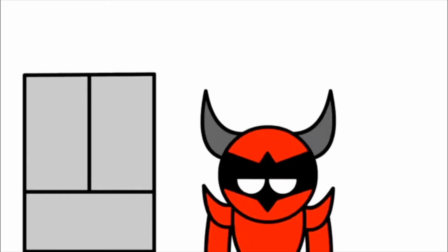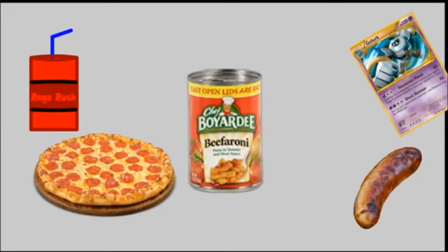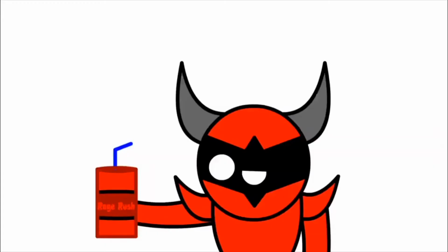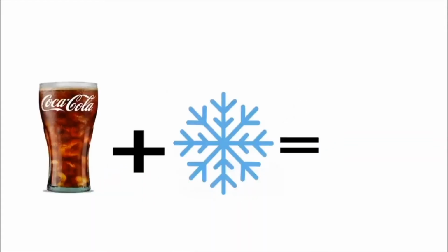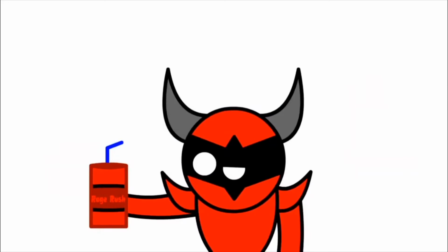Okay, time to see what's in my fridge. Got a pizza, sausage, Chef Boyardee, a Pokemon card. Wait, what's that? It says Rage Rush. I wonder what that could be. It appears to be quite cold. But drinks are good when they're cold, right? I guess it wouldn't hurt to try.